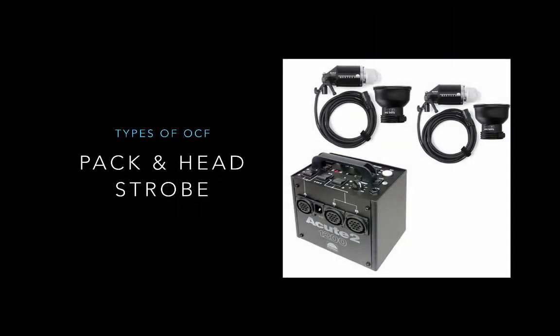Okay, let's talk a little bit about the different types of off-camera flash. In a lot of the big studios, professional studios, you'll see photographers that are using the pack and head strobe. This is basically a two-part unit where you have a power pack that is plugged into a wall. You can plug it into a battery. It could be powered. And then you'll have light units, which are going to then be plugged into that pack.